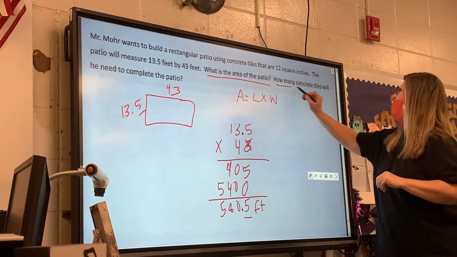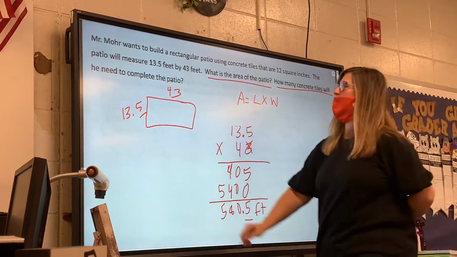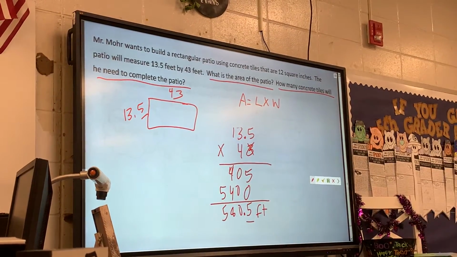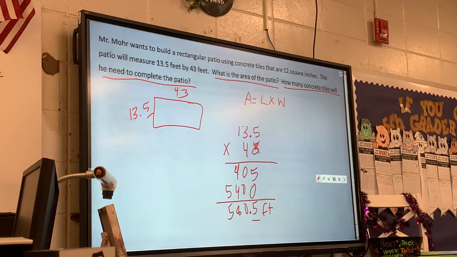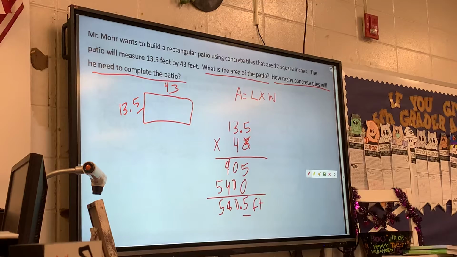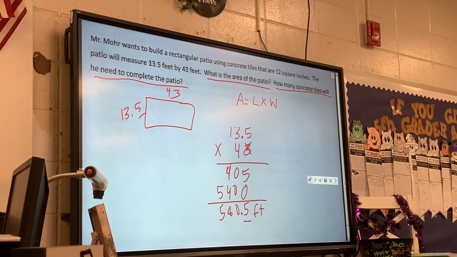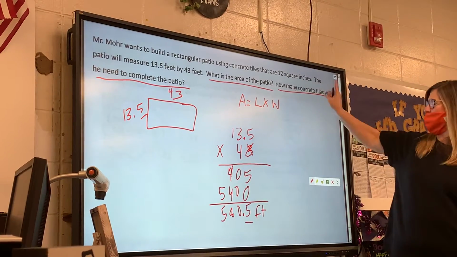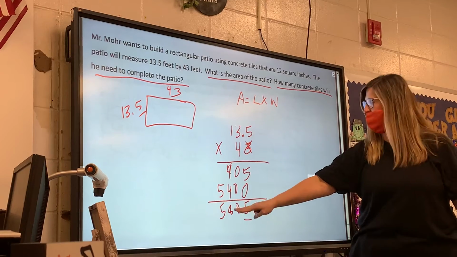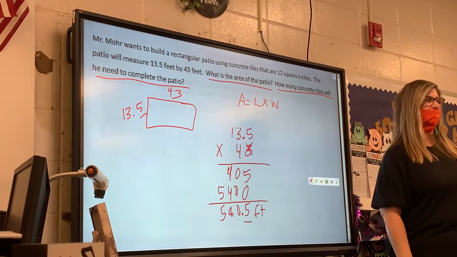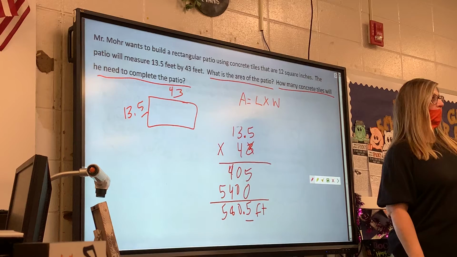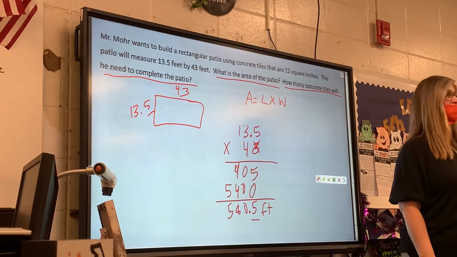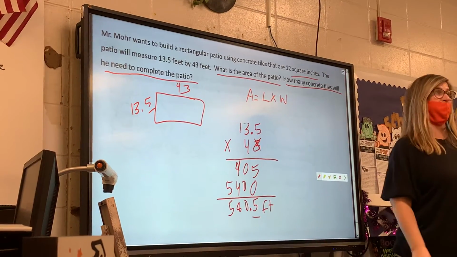Let's look at the next question. How many concrete tiles will he need to complete the patio? How big are the concrete tiles? 12 inches, which is 1 foot. So how many 1 foot tiles do we need to cover 580 and 5/10 feet? 580 and a half. Can you buy a half? No. So you probably need to buy how many tiles? If they come in 12 inches, which is 1 foot.